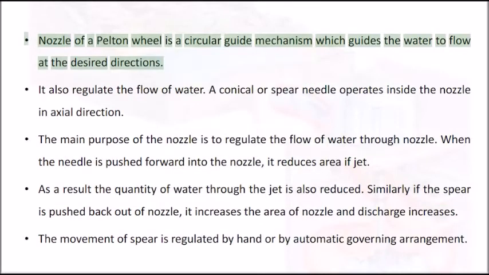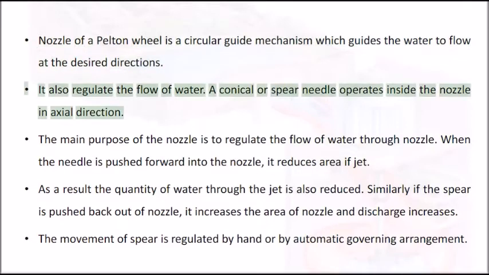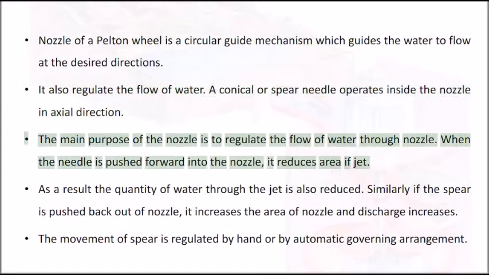Nozzle of a Pelton wheel is a circular guide mechanism which guides the water to flow in the desired direction. It also regulates the flow of water. A conical or spear needle operates inside the nozzle in axial direction. The main purpose of the nozzle is to regulate the flow of water through the nozzle.